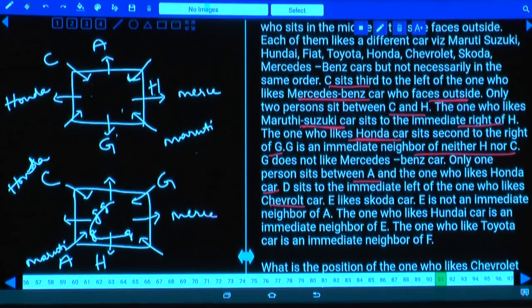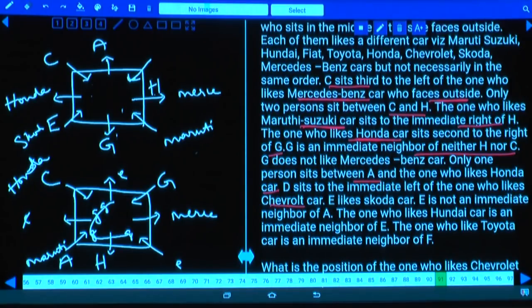And D and Chevrolet car. Then E likes Skoda. As E likes Skoda, E is not an immediate neighbor of A. As E is not an immediate neighbor of A, E must be here, because E likes Skoda. E cannot be here, isn't it? As E cannot be here, E can be either here or here. There are two possibilities for this E as well.